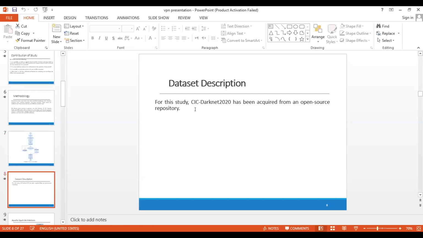I got my dataset, named CIC Darknet 2020, from an open source repository. In my study, I focused on the Darknet file only. The dataset file reflects how network nodes function. I used a small dataset because I wanted to compare performances, as a smaller dataset means less time for experiments.